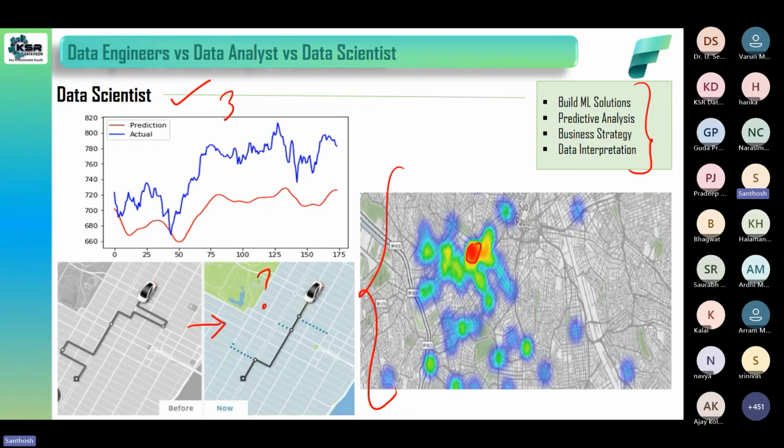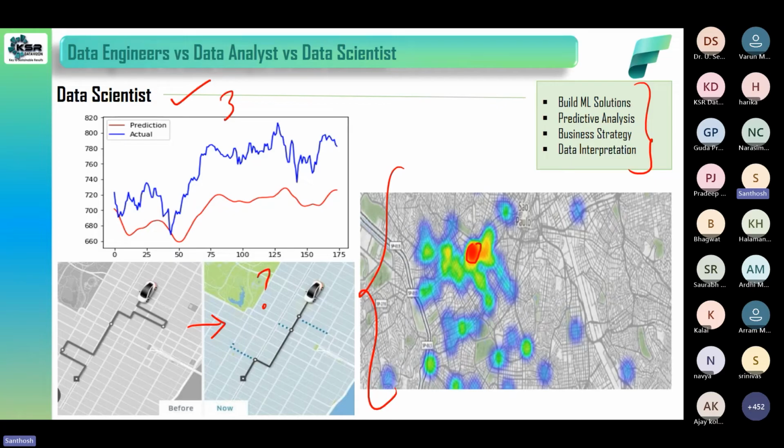Let's have an alternative solution. If this is not working, let's have an alternative solution. If we are getting this type of data, let's have this much of prediction. So these guys play a major role in the company's revenue, right?